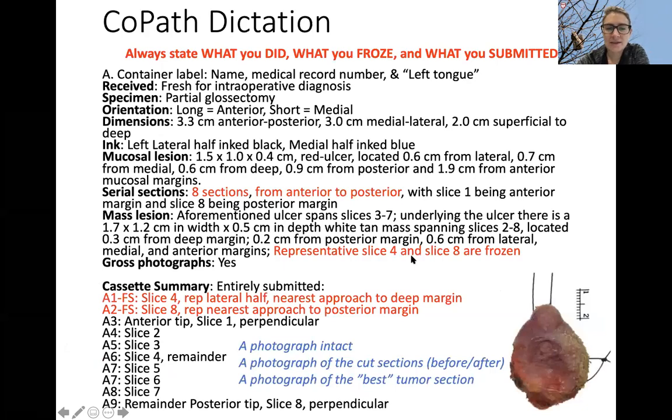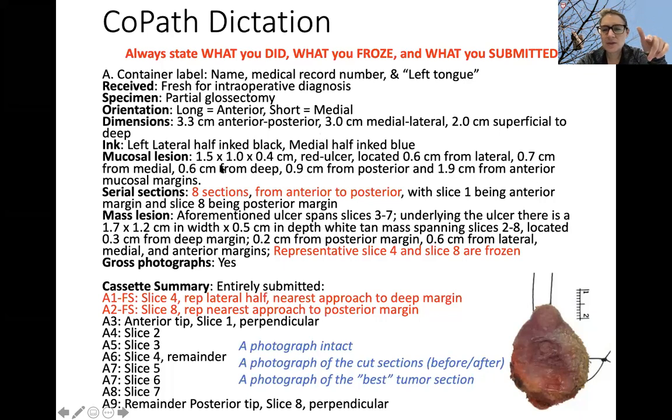When you're doing your cassette summary, always state what you did to the specimen, what you froze at the time of frozen, and then what and how you submitted it later. So this is a pretty good example of what we're looking for. We want that you got it for frozen. We want the orientation. We want the measurements in anatomic orientation, or at least in clock face orientation, which direction is which length, which half you inked which color.